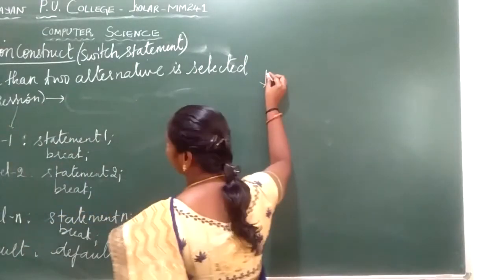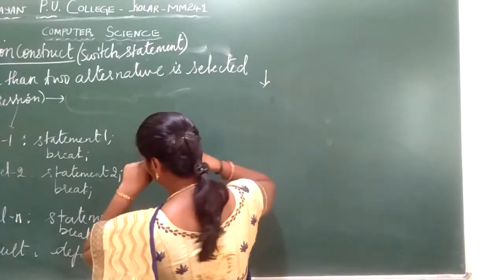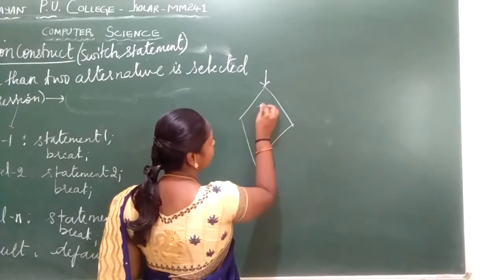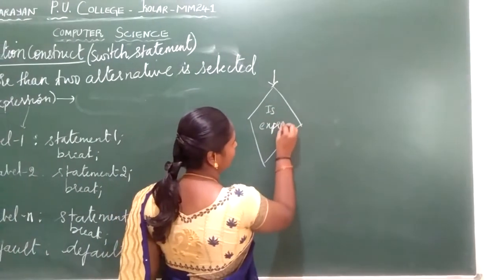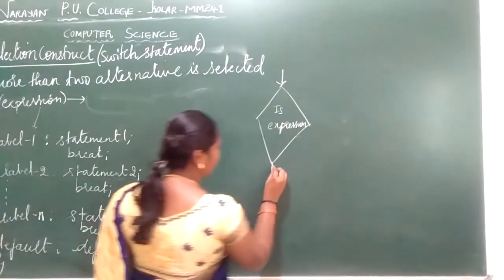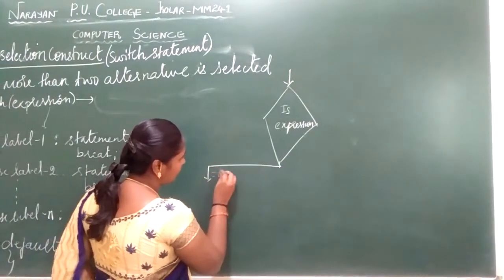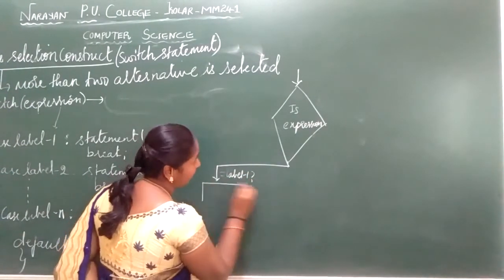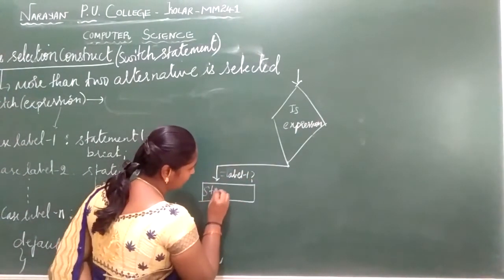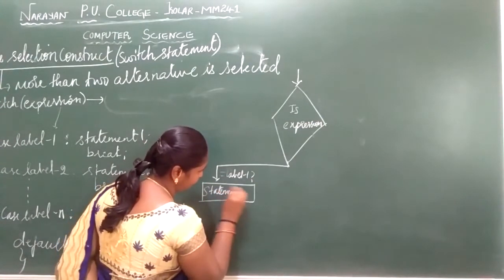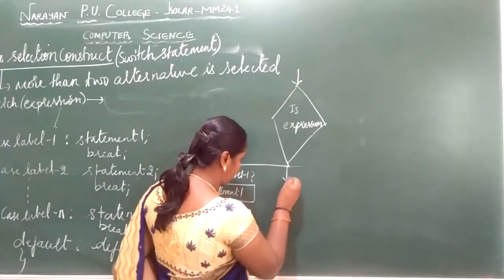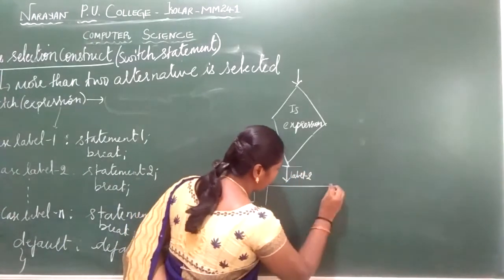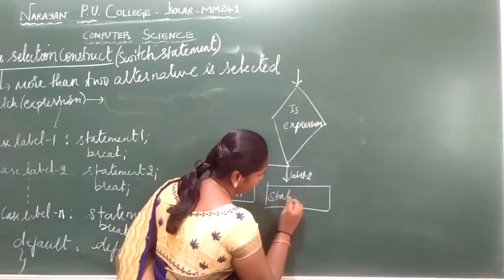We have seen the general form of your switch statement. We'll see a flowchart. So you're going to check the condition, the expression. Here you are going to check for your label 1. If this label 1 matches the value of the expression, you are going to execute statement 1. Else, you are going to check for label 2. If it is satisfied, you are going to execute statement 2.